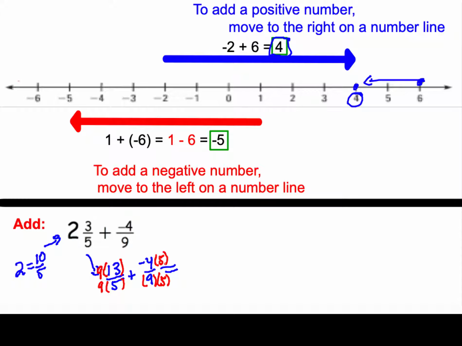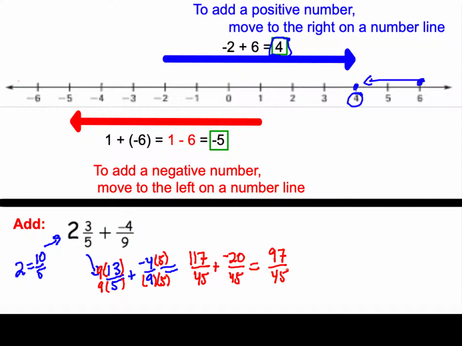That makes 9 times 13 is 117 over 45 plus negative 20 over 45. And 117 plus negative 20 would be 97, right? I'm going to take 117, I'm going to move left 20 units, be 97 over 45.